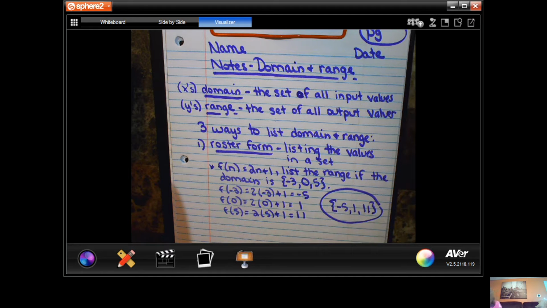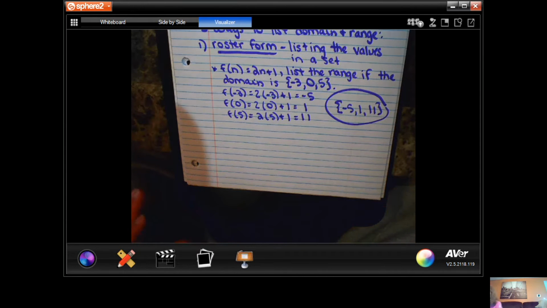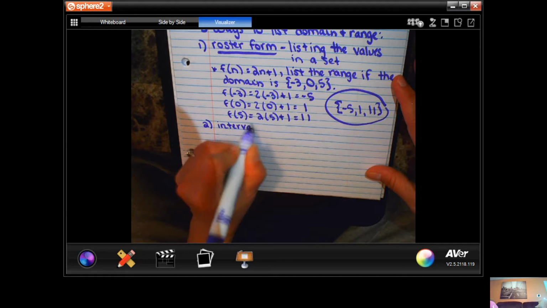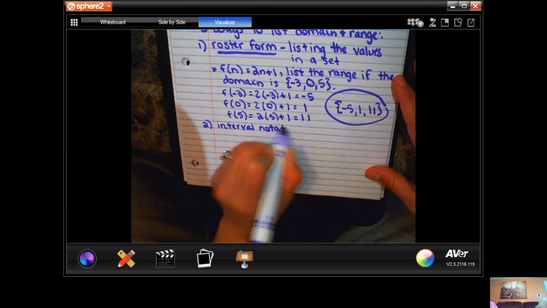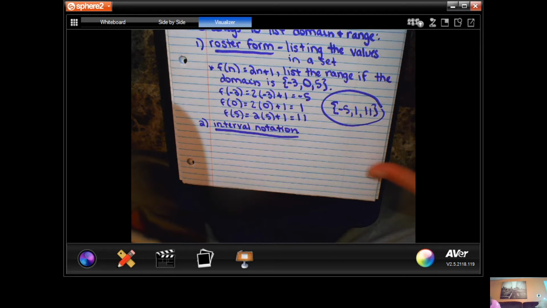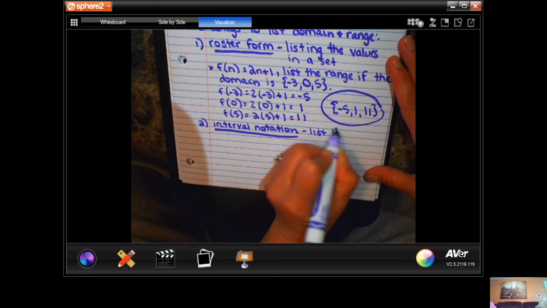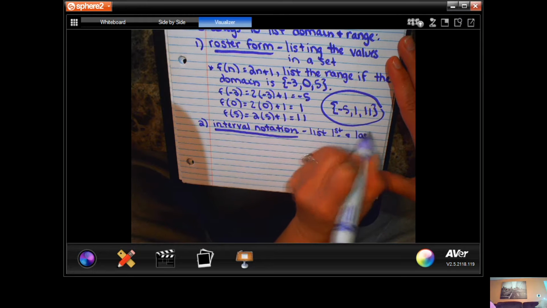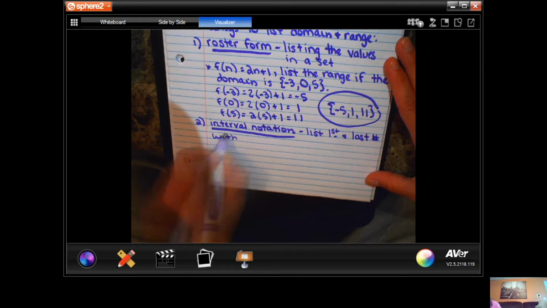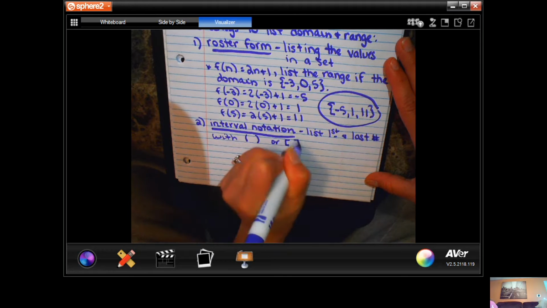The second way is going to be interval notation. So let me move this up a little bit. So the second way is interval notation. That's where you list the first and last values. So can you write list first and last number, I put the number symbol, with either parentheses or these little rectangular brackets.